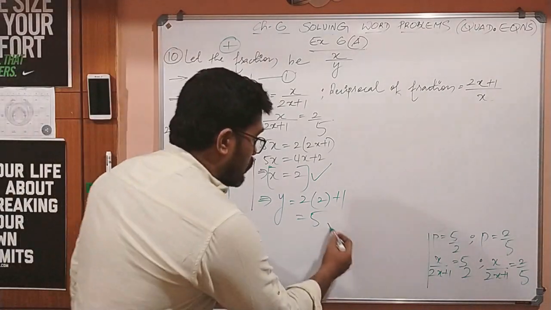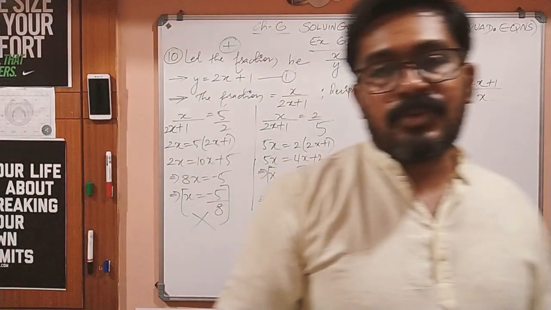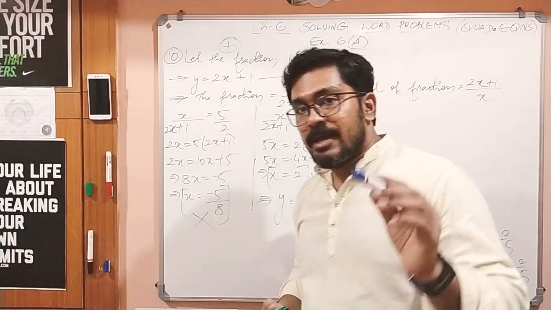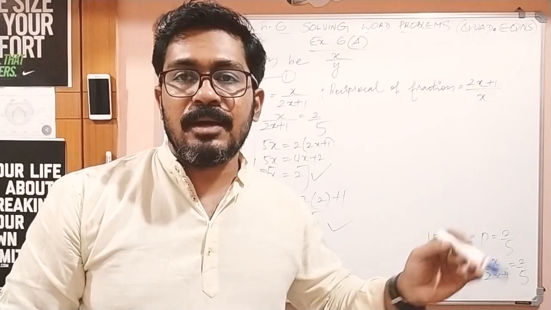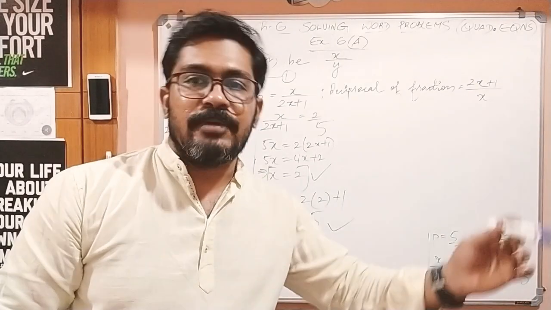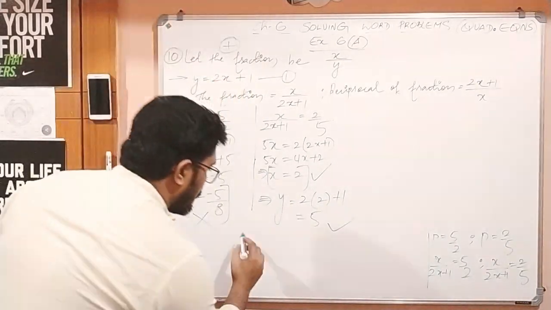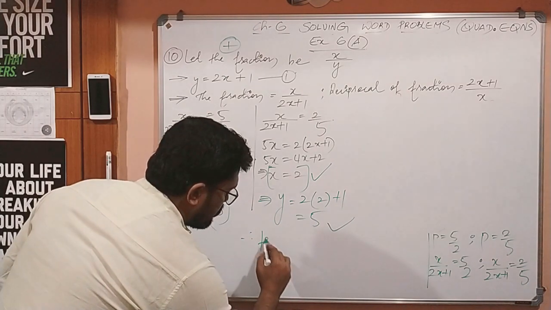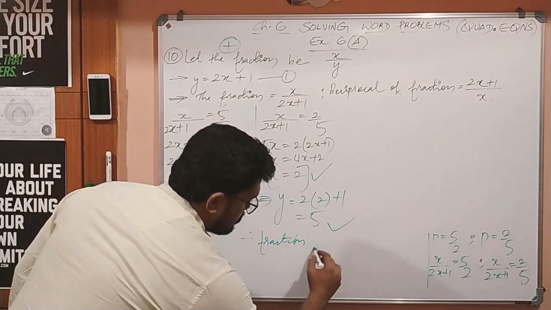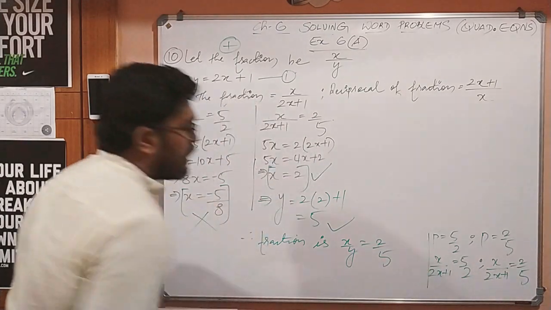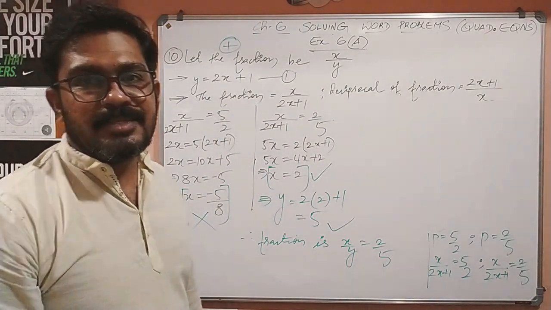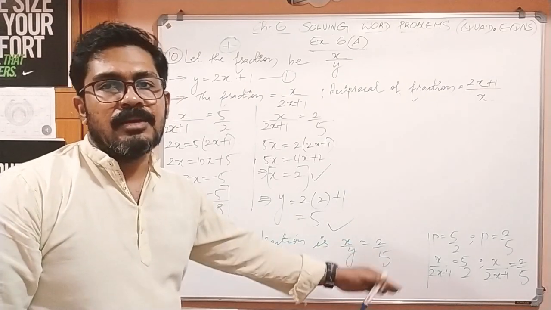Children, don't leave the answer as x is equal to 2 and y is equal to 5, because they have asked us to find the fraction. So the final answer should be written in the format of a fraction. Okay, so you will write, therefore the fraction is what? X by y, which is equal to 2 by 5. Easy? So this should be your final step.